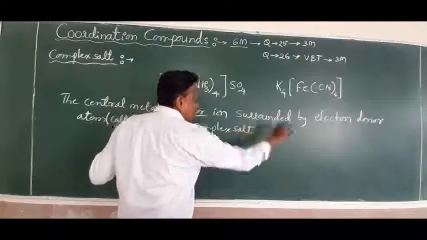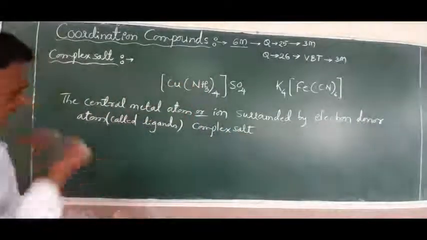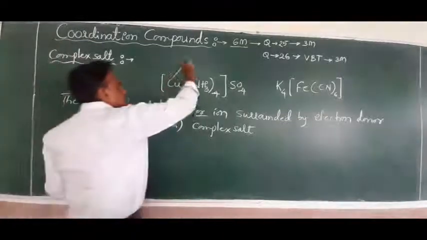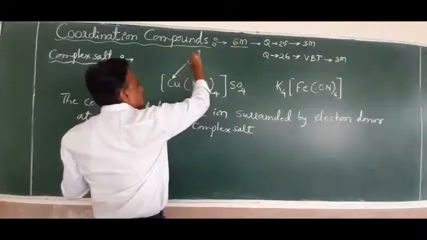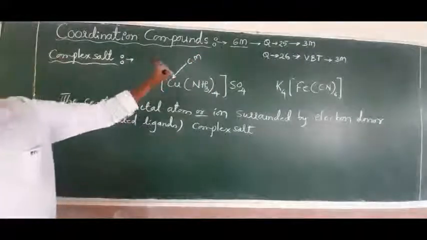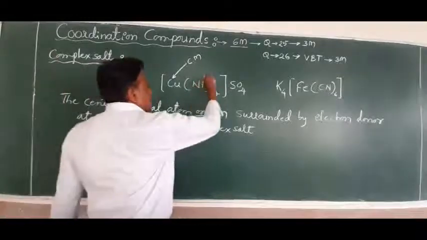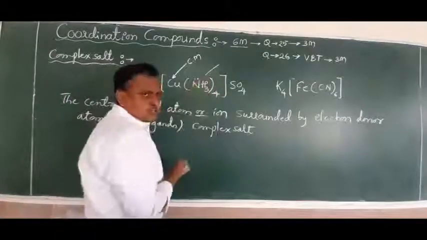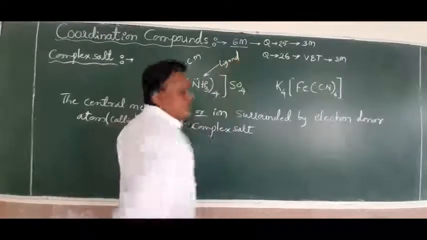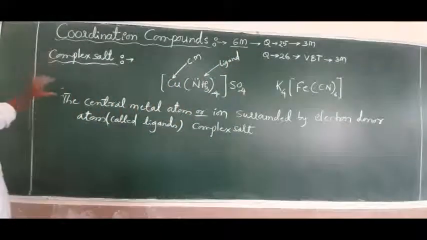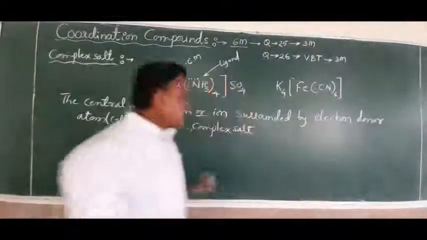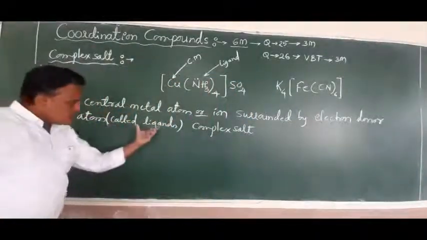What does it mean, children? For a coordination complex or complex salt to form, there must be a central metal. This is called the central metal, either an atom or in ionic form. Yes, this is your electron donor atom. This ammonia is an electron donor atom, and we call it a ligand. A complex is a central metal atom or ion surrounded by electron donor atoms, which are called ligands.